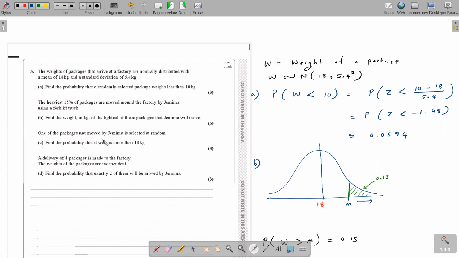Okay, so one of the packages not moved by J is selected at random. Find the probability that it weighs more than 18. Okay, so what's the probability that it weighs more than 18 first of all?